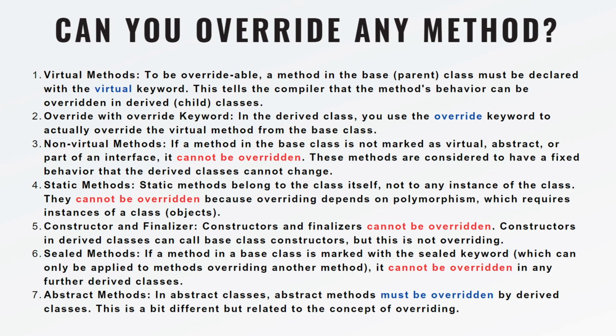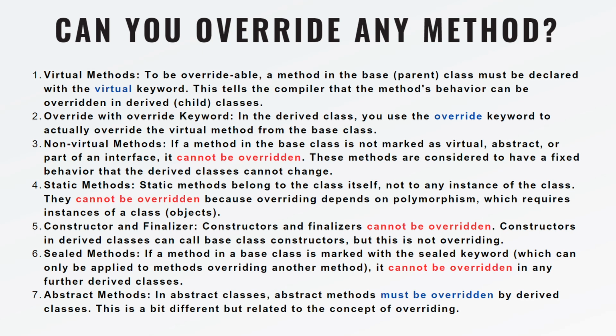Static methods belong to the class and not to any instance of the class, and they cannot be overridden. Constructors and finalizers also cannot be overridden. And when it comes to sealed methods, if the method in the base class is marked with the sealed keyword, it also cannot be overridden.